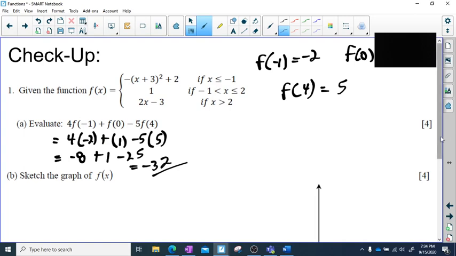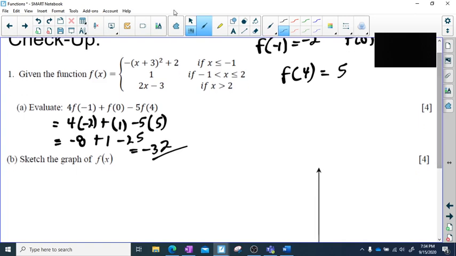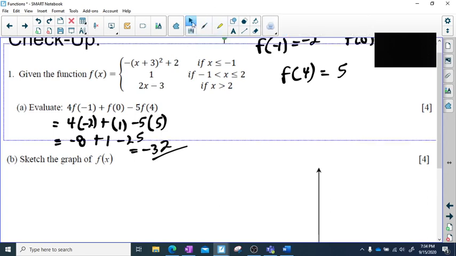All right, let's graph it. So I've got a quadratic opening down, vertex negative 3, 2, and it does this if x is less than negative 1. So that's going to be fine. This is just the line y equals 1. So let's, I don't know if I can, let's just take a picture of this.